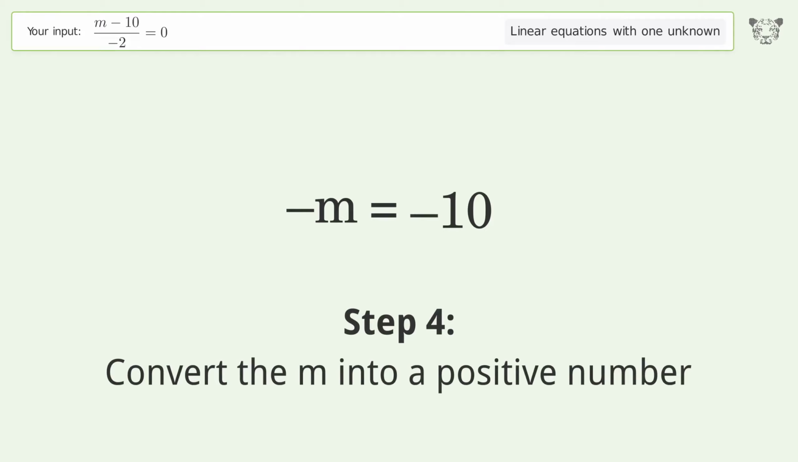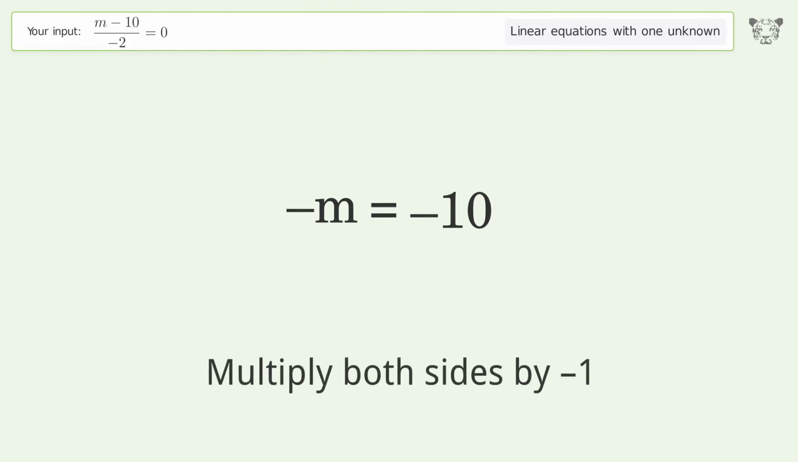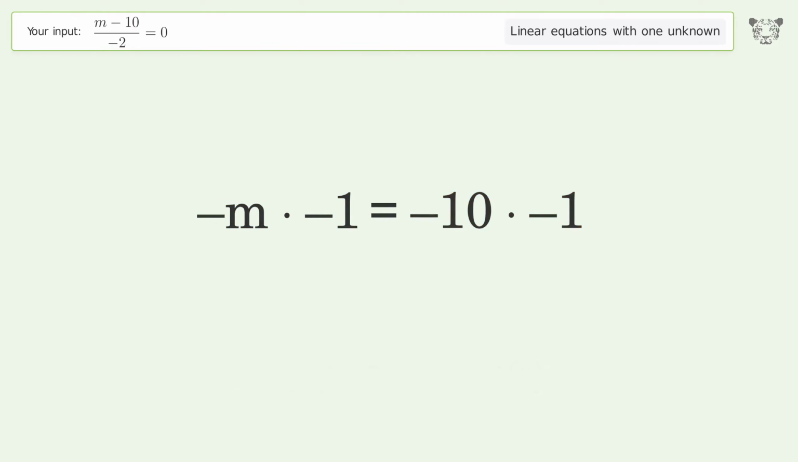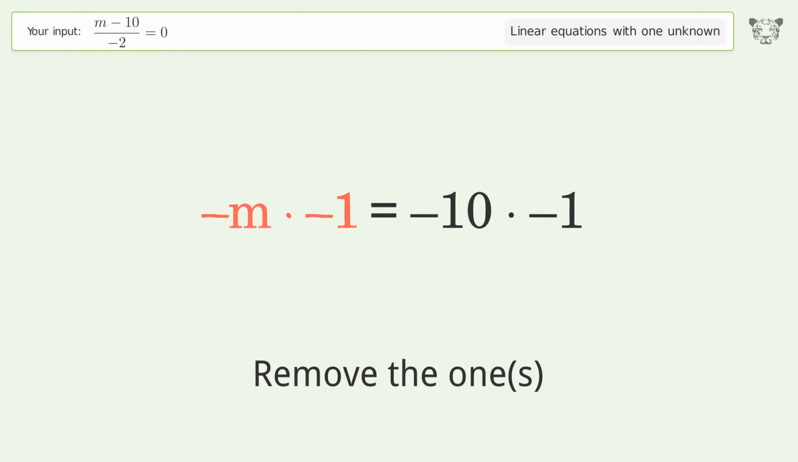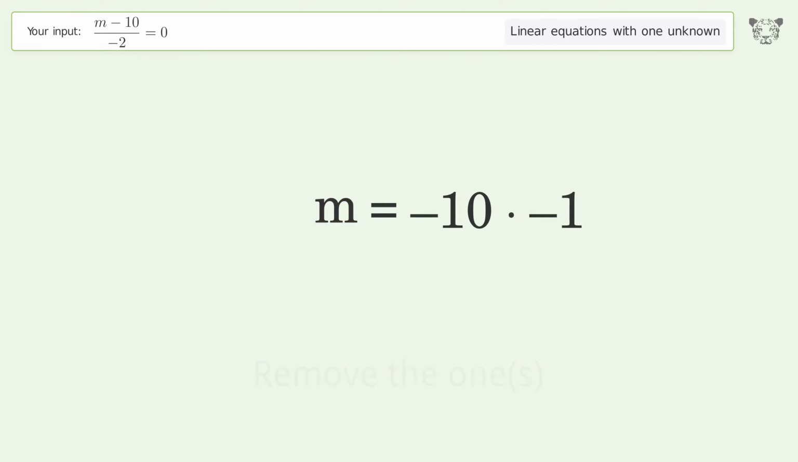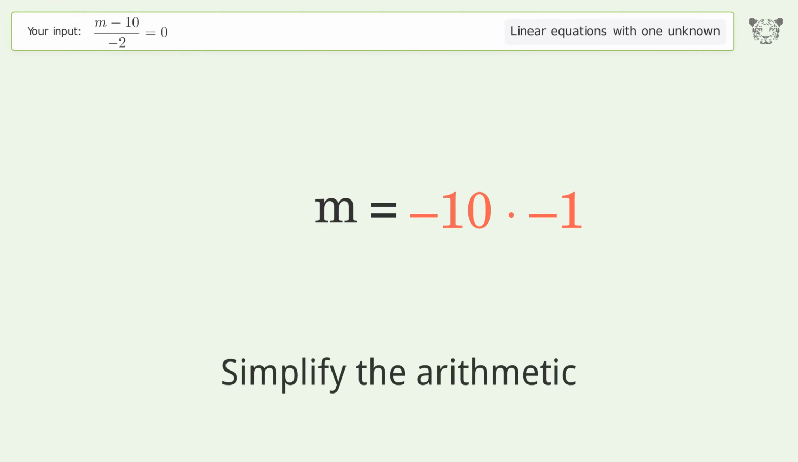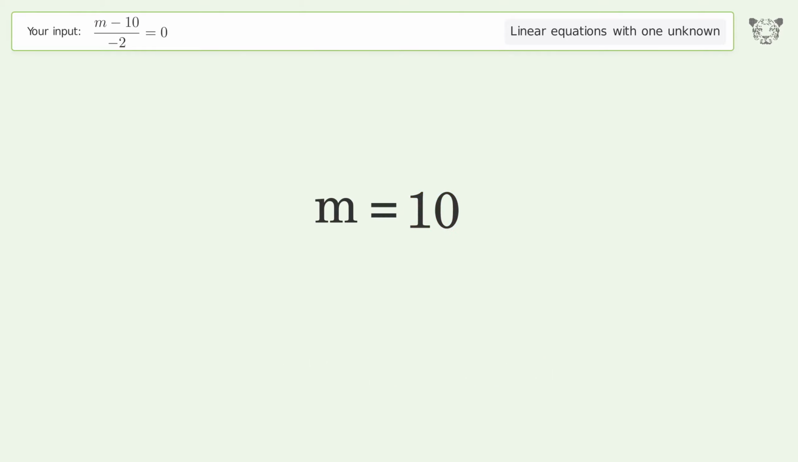Convert the m into a positive number. Multiply both sides by -1. Remove the ones. Simplify the arithmetic. And so the final result is m=10.